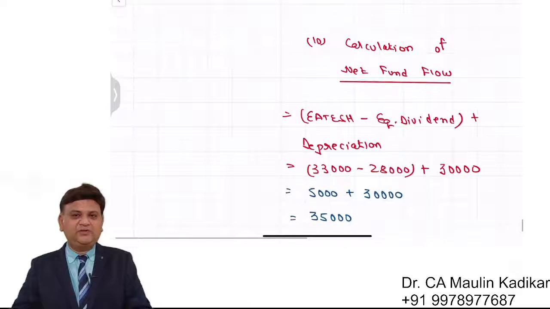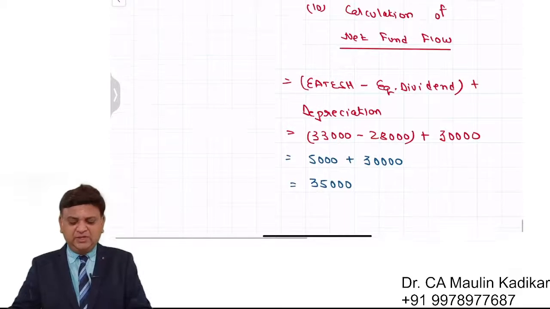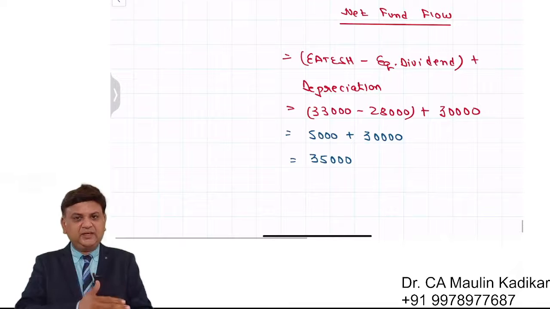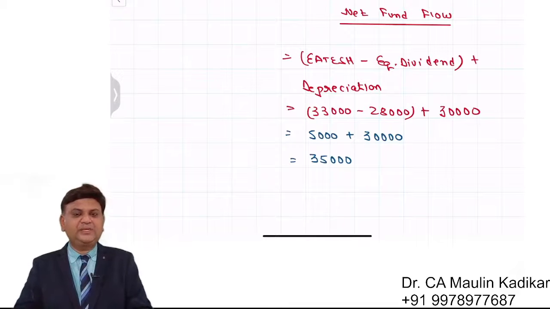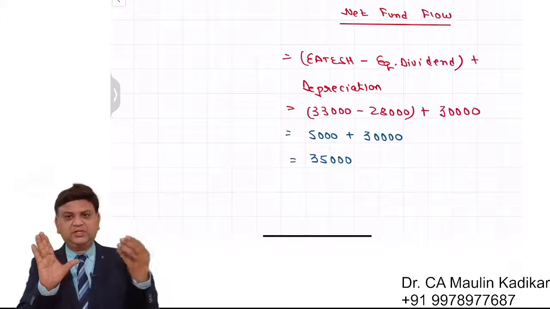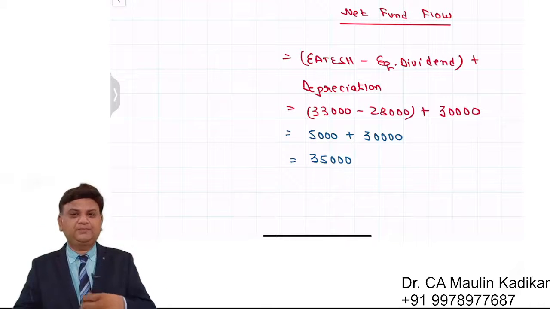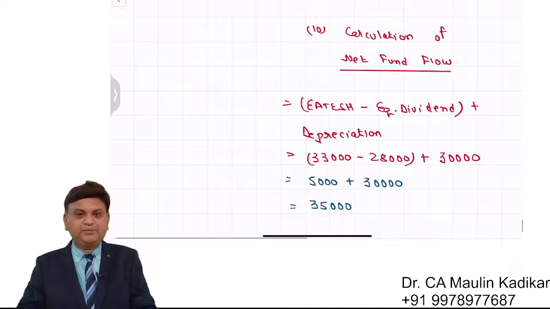Next is fund flow. That is an accounting concept. That is retained earning plus depreciation. Depreciation is added back because it is a non-cash item. Retained earning is earning available to equity shareholders minus equity dividend. That is the way we compute the net fund flow.